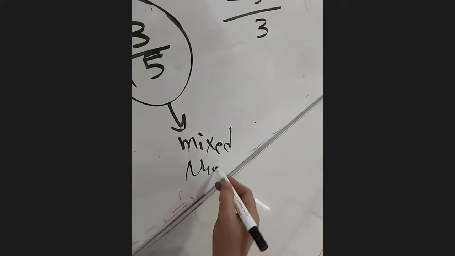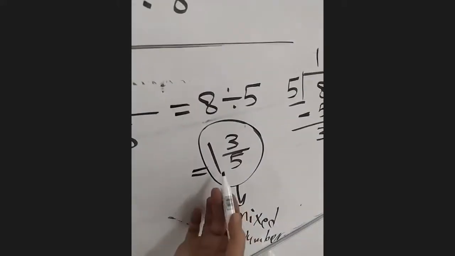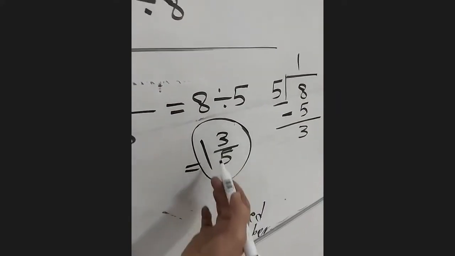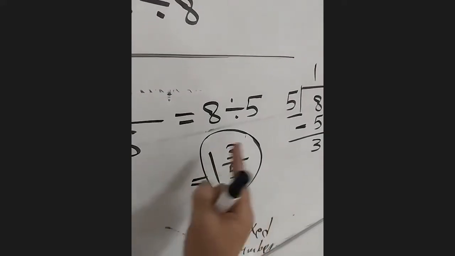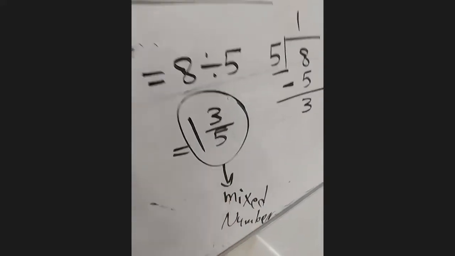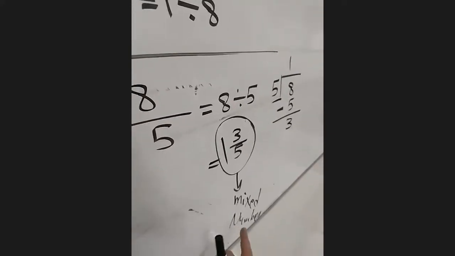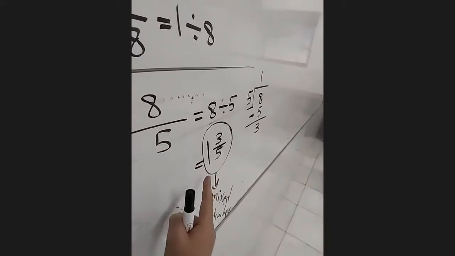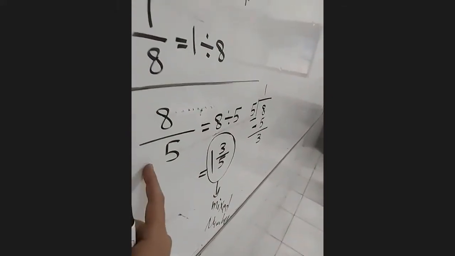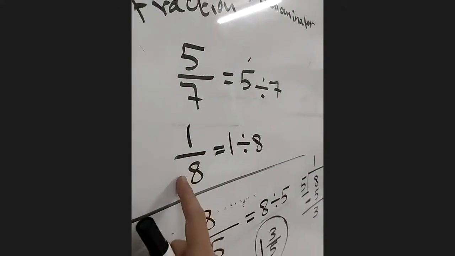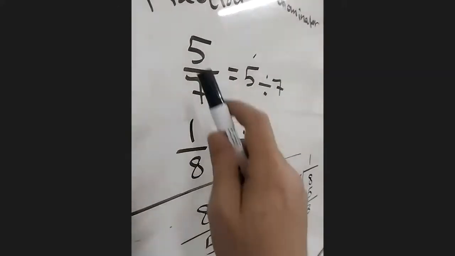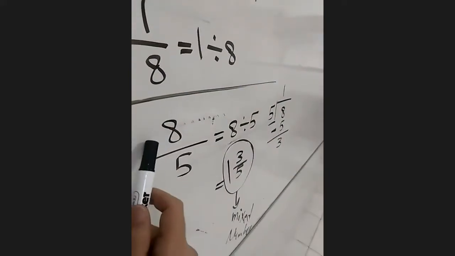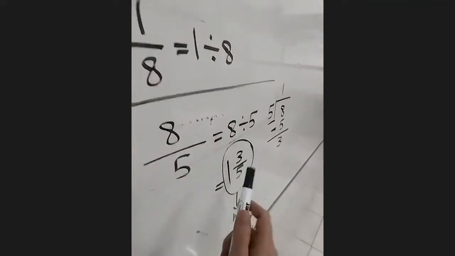Now, the mixed number has two parts: a whole number and a fractional part. So when we put a number with a fraction together, we call it a mixed number. When we turn a fraction into a mixed number, guys, this is important: if the upper is more than the lower, we can; here the upper is less than the lower, so we cannot turn it to a mixed number. Here 5 is less than 7, so we cannot. But here the 8 is more than 5, so we can turn it into a mixed number.